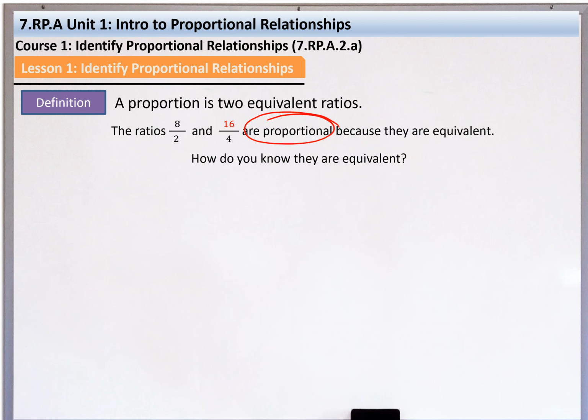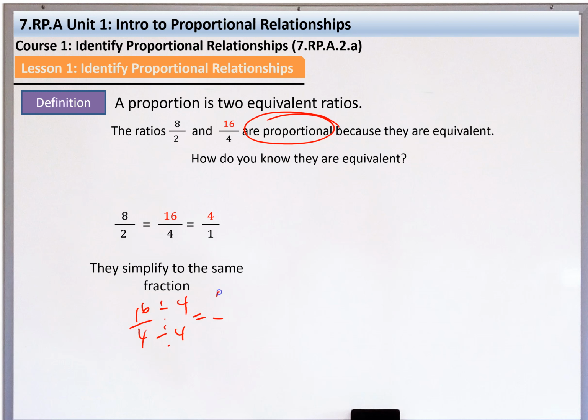Well, how do we know if they're equivalent? There's a couple of ways we can do that. If we simplify those 2 ratios, we get the same ratio, 4 to 1. So 8 to 2 is the same thing as 4 to 1, and 16/4 is also the same as 4 to 1. So if they're both equivalent to 4 to 1, they must be equivalent to each other.